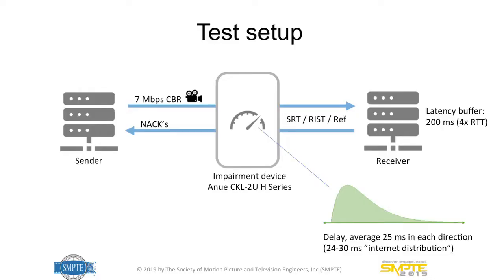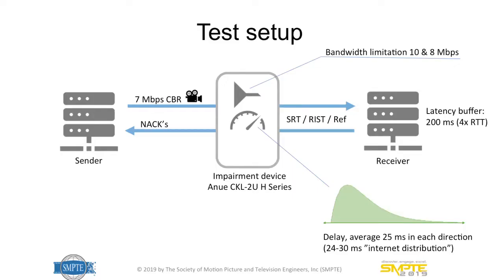So to this, we add an impairment device. That's an Anue hardware network emulator, and it allows us to emulate transmission delay with jitter. The jitter profile is something that Anue calls an internet distribution, basically a long tail distribution. And there's no reordering added here. We do bandwidth limitation at 10 or 8 megabits per second. And finally, we do packet drops. We could do many different kinds of distributions, but we mostly want to look at bursty drops modeled by a Poisson distribution to mimic real-world internet behavior.